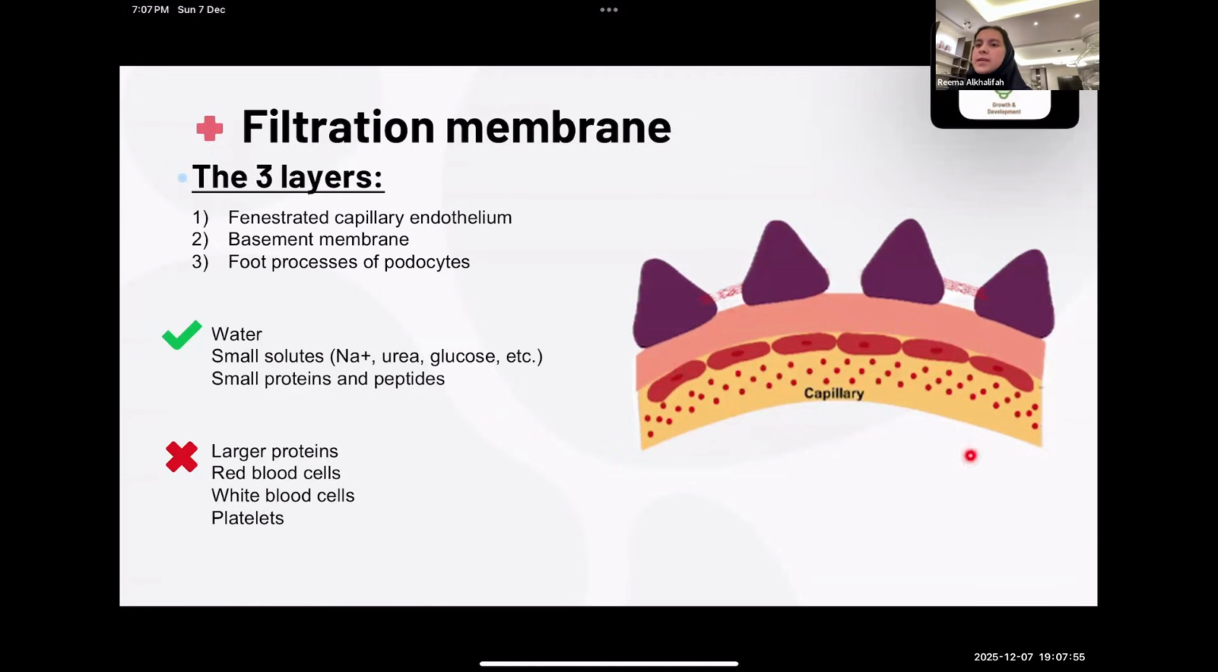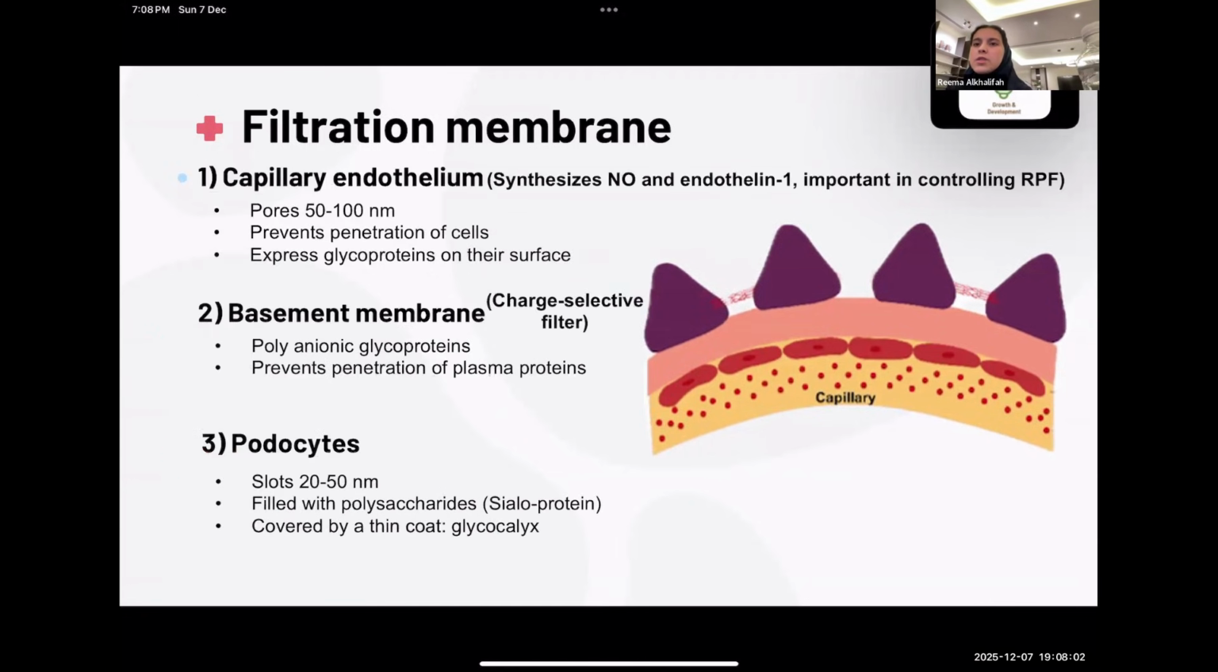Now, this is the blood. It gets filtered out, and once it's in the Bowman space, it's called an ultrafiltrate. And we're going to get into how they affect filtration. So, first things first, capillary endothelium has pores that range from 50 to 100 nanometers, and it prevents the filtration of cells such as red blood cells. But the plasma proteins can still pass through the endothelium, but it specifically does not allow cells to pass through this layer.